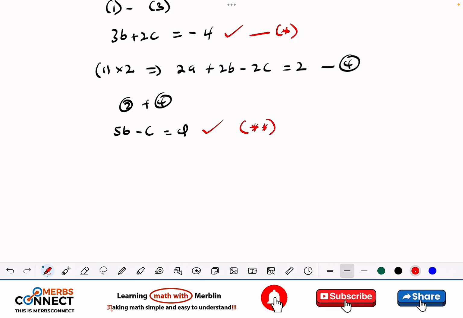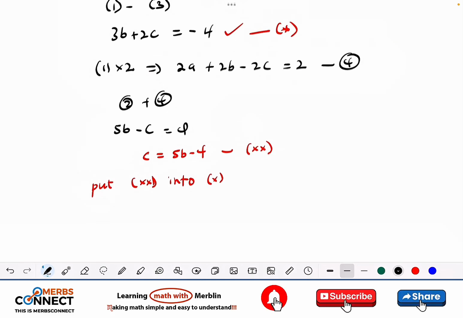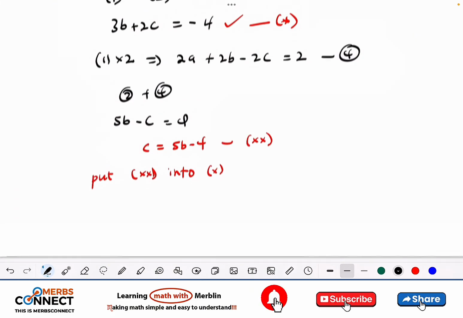So what I'm going to do is eliminate another variable from equation star and equation star star so that I can find the other one. Or I can make c the subject by saying that c is the same as 5b minus 4, and call this one equation star star. And then I will put equation star star into equation star. You can even use a calculator to find this out.